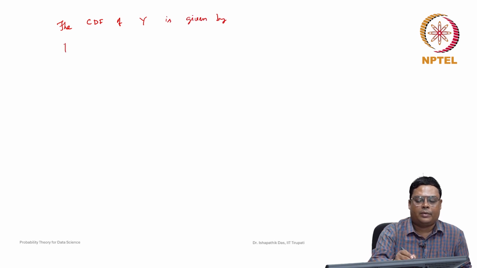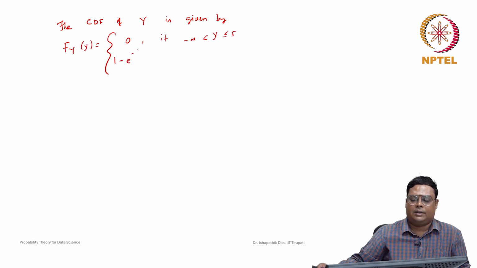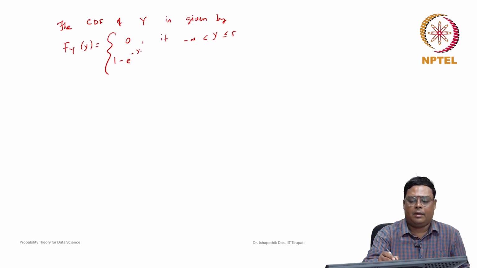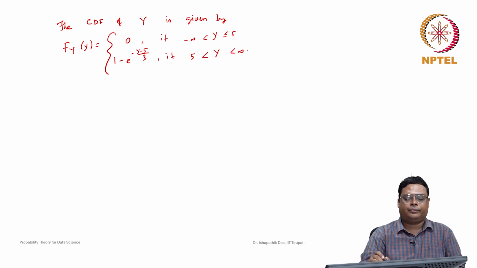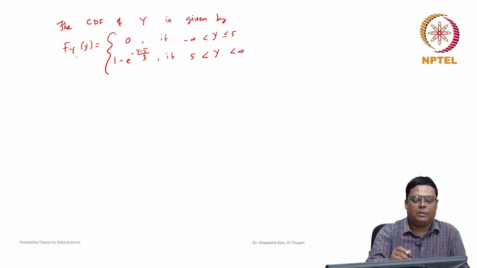given by F of y. This is what we found: 0 if y is greater than minus infinity, less than or equal to 5, 1 minus e to the power of minus y minus 5 by 3 if y is greater than 5, less than infinity. So now how to find the probability density function? Because it is a continuous random variable, the probability density function will be found by differentiating this cumulative distribution function.